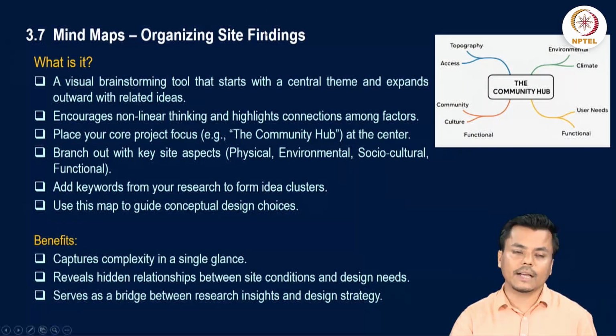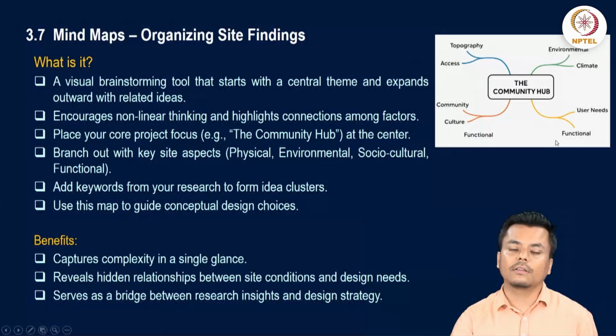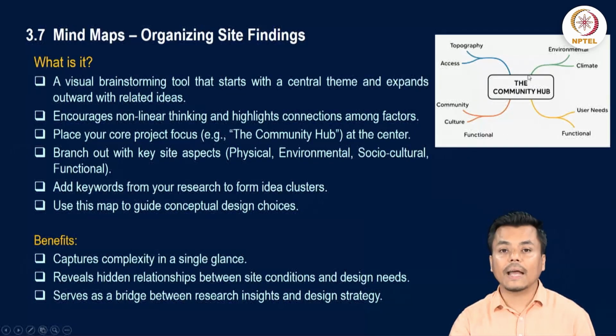So the second one was the mind map. What is actually a mind map? It is a visual brainstorming tool that starts with the central theme and expands outward with related ideas. It encourages non-linear thinking and highlights connections among the factors. It places your core project focus at the center, so whatever is the topic, along with that you try to branch out different ideas about the project. So how can all these factors help you achieve or bring out some originality into the design? This is how mind maps help you develop ideas for the project based on the analysis.